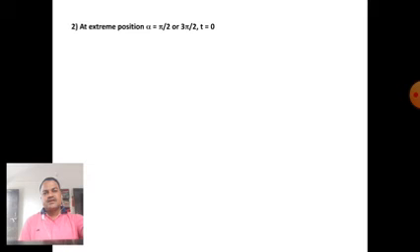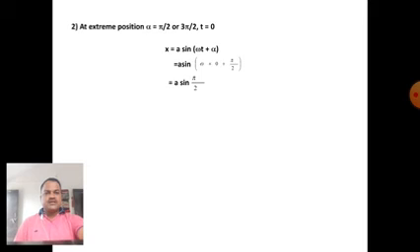Next, at the extreme position, we already saw that if the particle starts from extreme position, the value of alpha is pi by 2 or 3 pi by 2 or 5 pi by 2, etc., and t is equal to 0. It means that the particle is already at extreme position. Then the equation becomes x is equal to a sin(omega into 0 plus pi by 2). So this is equal to a sin pi by 2. Sin pi by 2 is nothing but plus 1. So therefore x is equal to plus a.